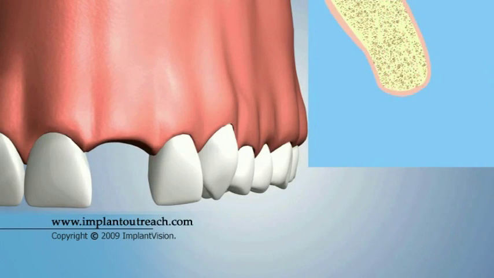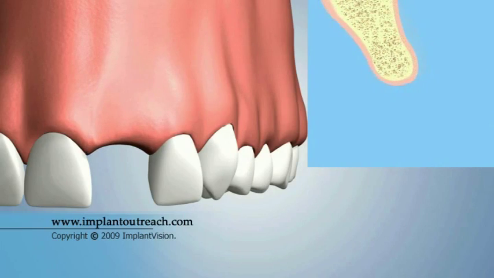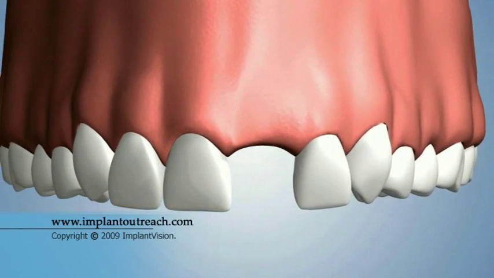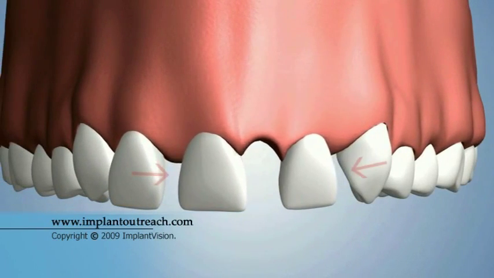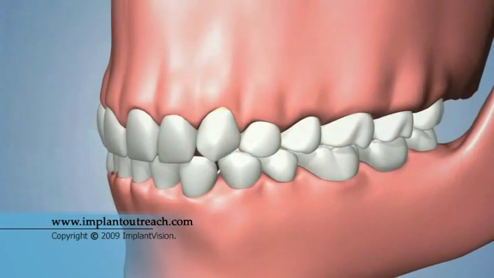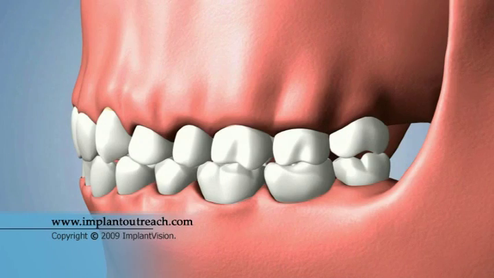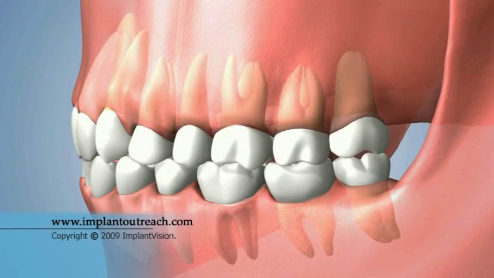If a lost tooth is not immediately replaced, the surrounding bone begins to collapse and shrink. With no adjacent support, the neighboring teeth begin to drift toward the area of the missing tooth. The amount of bone loss and the pattern of drifting will vary depending on the individual and the location of tooth loss.